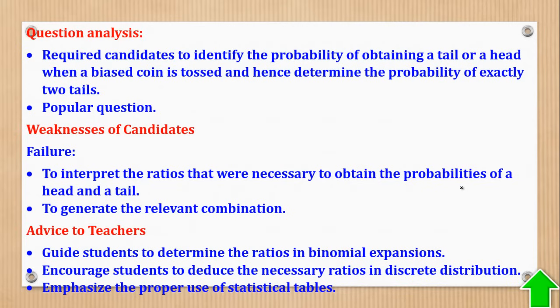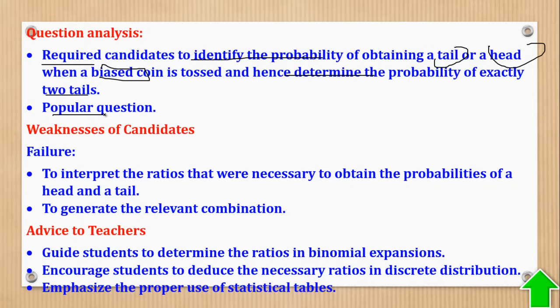So physics, biology, chemistry, history, literature, GP, all subjects are there. So I encourage you to look through them before you sit for your UNEB so that you can know what the question required in that year, what made the students misfire, and what advice they have given you. So question 1 required candidates to identify the probability of obtaining a tail or a head when a biased coin is tossed, and thereafter determine the probability of exactly two tails.